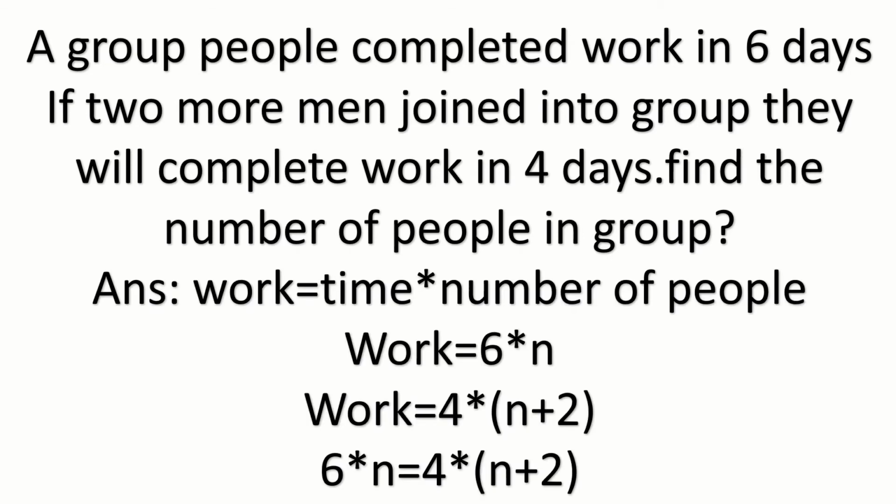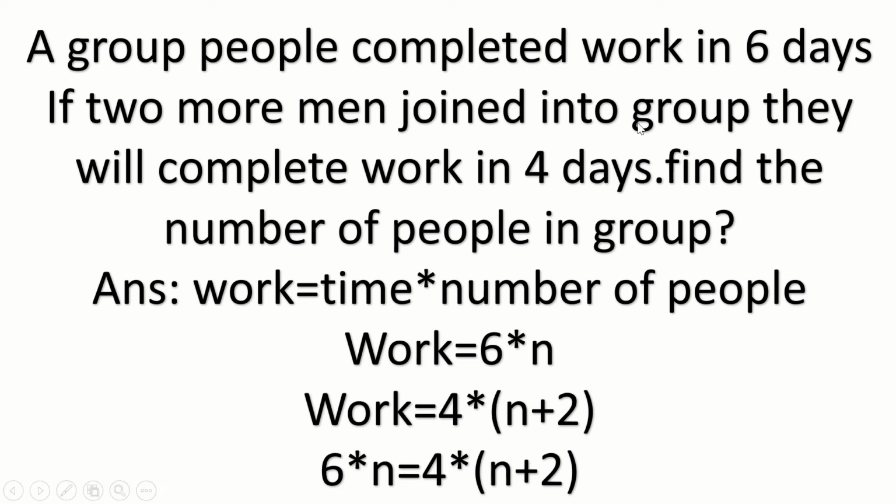We will form another equation. If 2 extra men are there, n plus 2, then time will be 4 days. So work is equal to 4 into (n plus 2). We will equate these two, and by equating these two, we get the number of people. But we can solve this problem by the percentage concept. How will we solve this problem by the percentage concept?